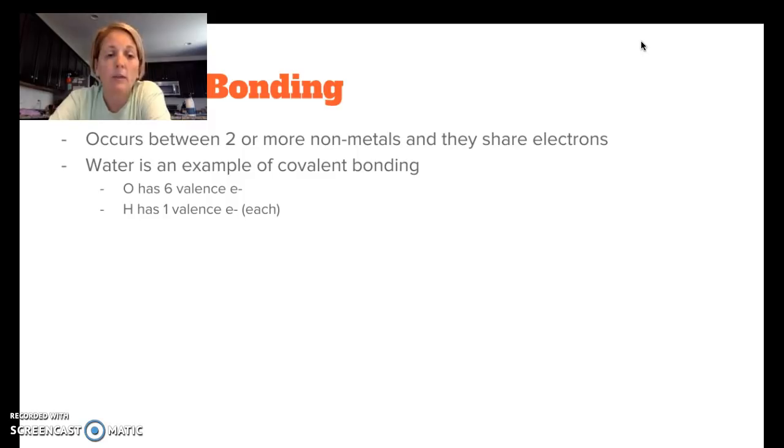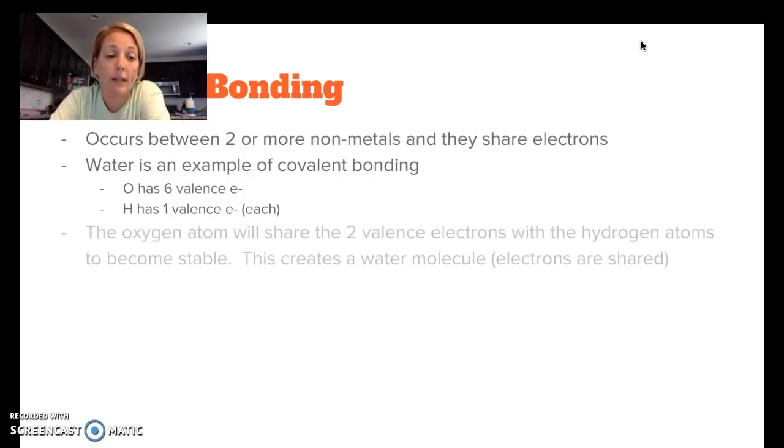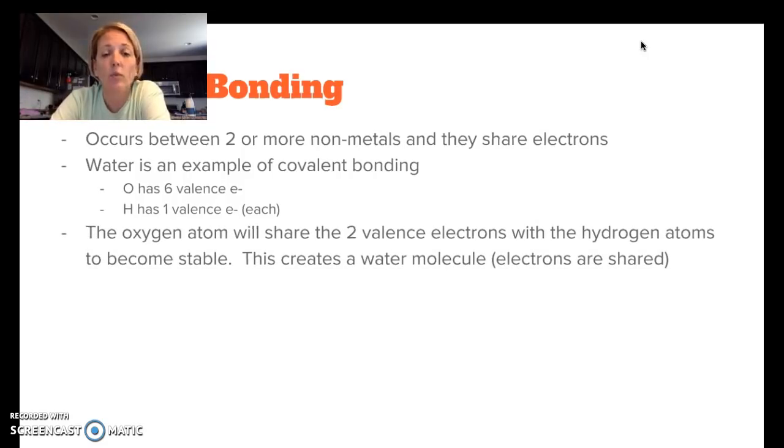So what will happen is hydrogen will share each of its 1 electrons. It will then become stable because it's following the rule of 2. Oxygen is looking for 2 electrons to share to become stable with the rule of 8. So the oxygen atom will share its 2 valence electrons with the hydrogen atoms to become stable. This creates a water molecule. Molecules are created when electrons are shared through covalent bonding.